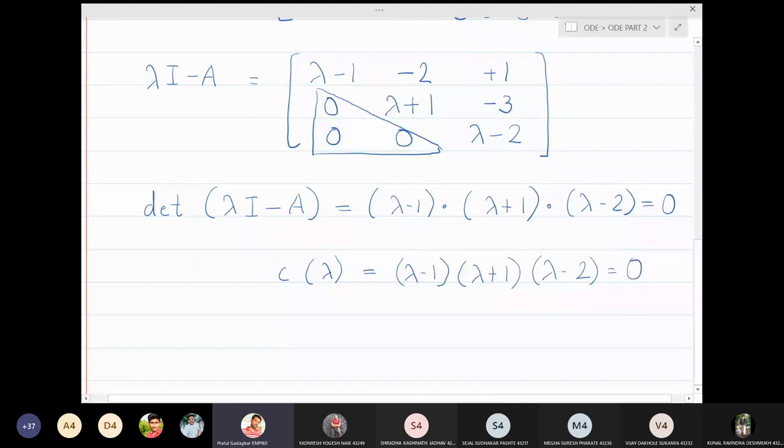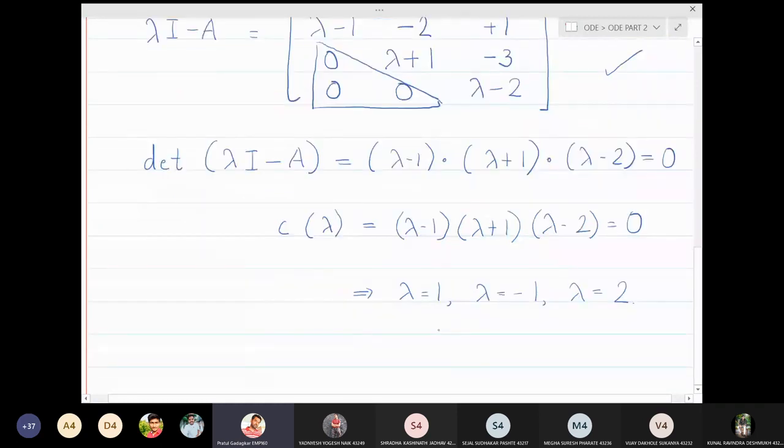Okay, so this happens because my matrix was a very special matrix. Lambda I minus A was upper triangular. Suppose it is neither upper triangular nor lower triangular, then you have to actually solve this determinant, get a cubic equation, and solve that cubic equation to get the three roots. So here clearly lambda equal to 1, lambda equal to minus 1, and lambda equal to 2 are the roots of this equation. I will call them lambda 1, lambda 2, and lambda 3. So these are the three eigenvalues.